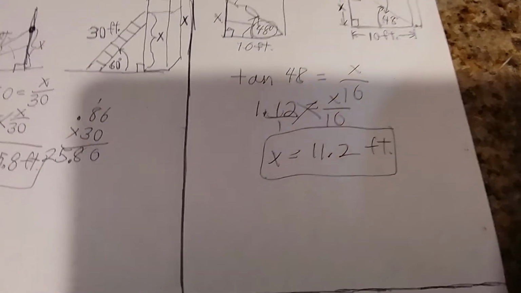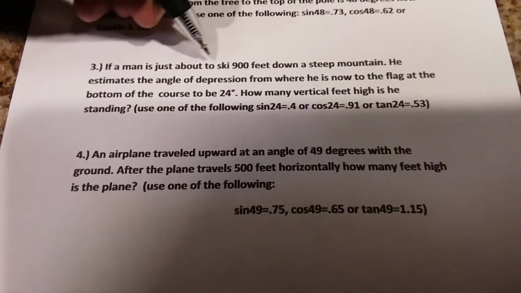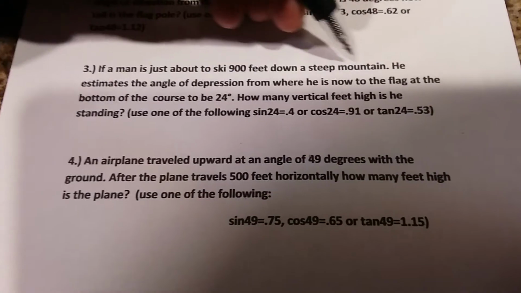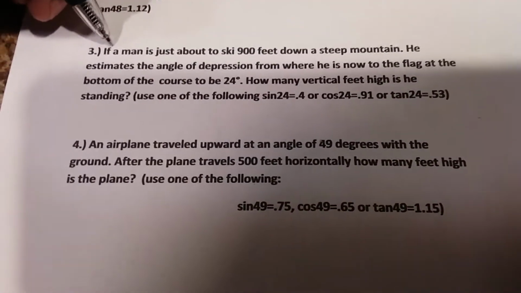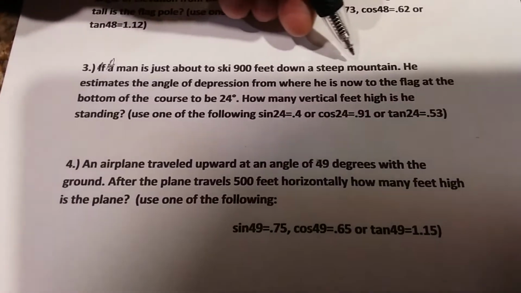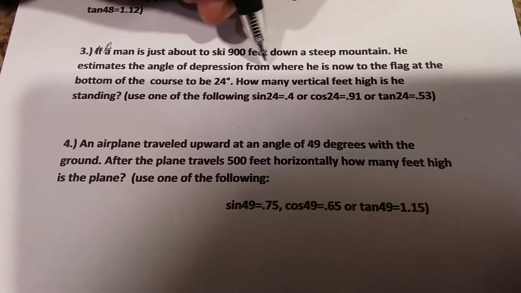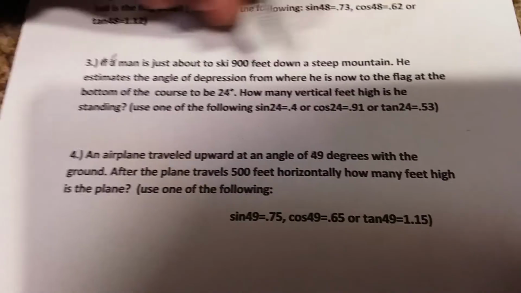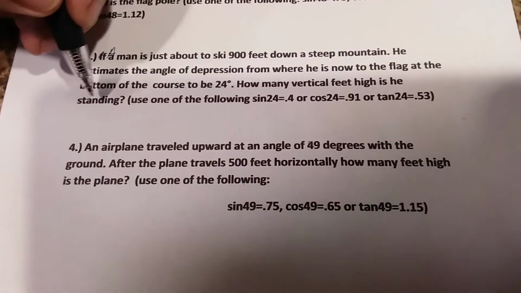All right, now the next problem, right over here, number 3. It says, a man is just about to ski 900 feet down a steep mountain. He estimates the angle of depression, I'll explain what that is in a moment, from where he is now to the flag on the bottom of the course to be 24 degrees. How many vertical feet high is he standing? Okay, let's go to the diagram right here.